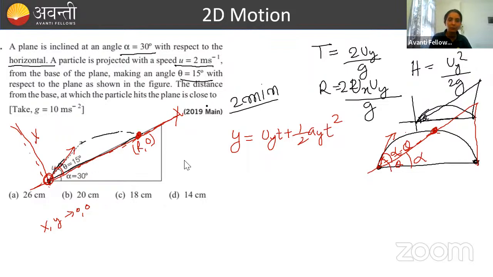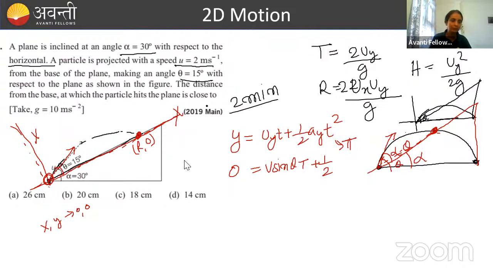If t is equal to the time of flight, then in that time y will become what? Displacement along the y direction will become 0. Initial velocity along the y direction is how much? It is your u sin theta, times time of flight, plus half acceleration along the y direction.